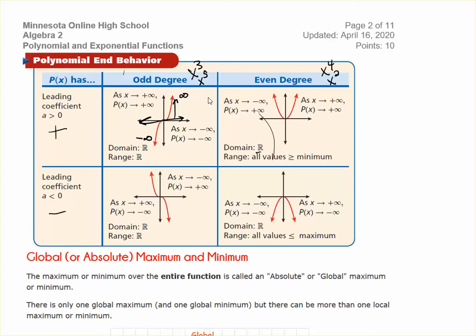But the range will have a minimum if the leading coefficient is positive. There'll be a minimum point. So like when we looked at a quadratic, it will be y is greater than or equal to some number. Or if it has a maximum point, then y will be less than or equal to the y value of that maximum point.